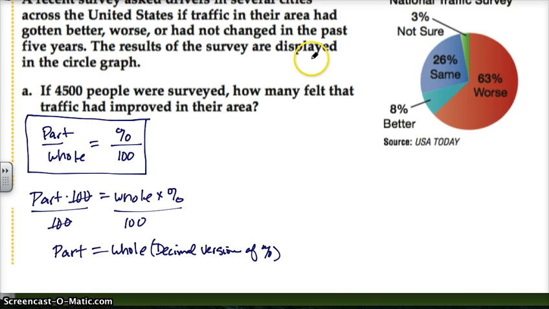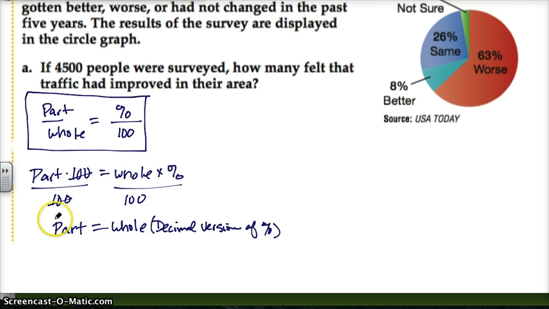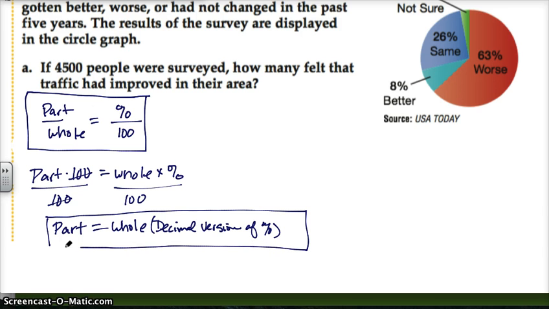So this is also another very usable formula, and this is probably the one we'll use because most people like that. So what does this mean for our problem? I'm looking for a part of this 4,500 people. So the part I'm looking for is equal to the whole, which is 4,500, times the decimal version of the percent.